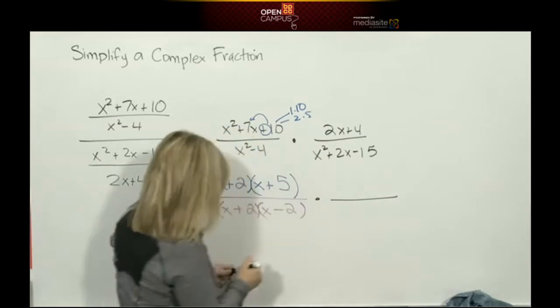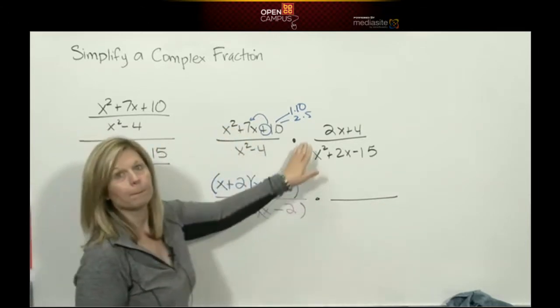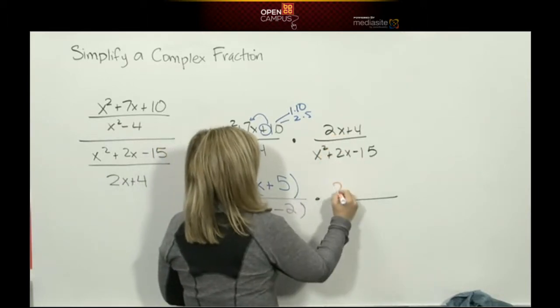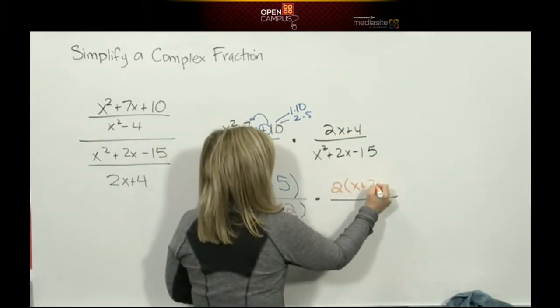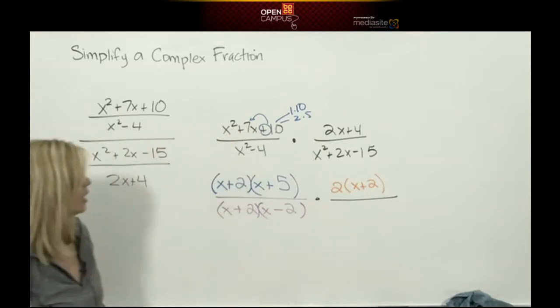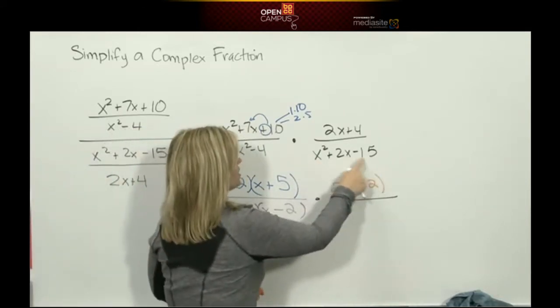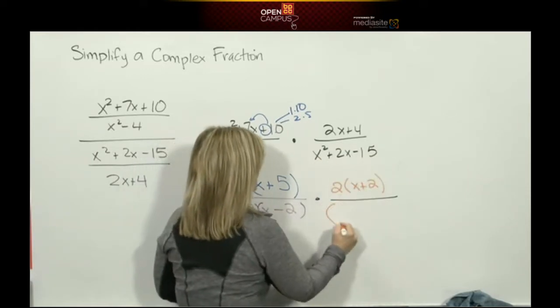Same thing. 2x plus 4. That has a GCF. I can divide each term by 2. So I pull out a 2. I'm left with x plus 2. All right? Denominator. There is no GCF. This is a good old trinomial. It's easy.